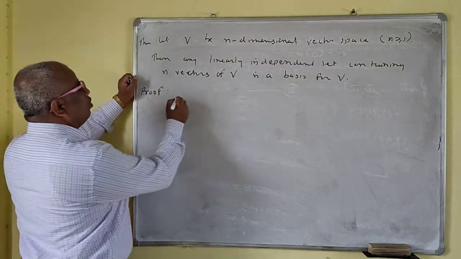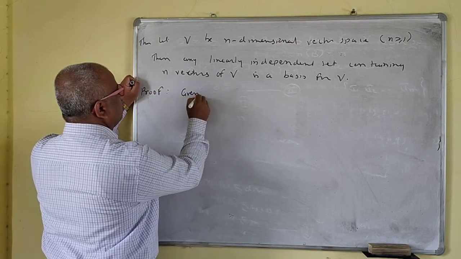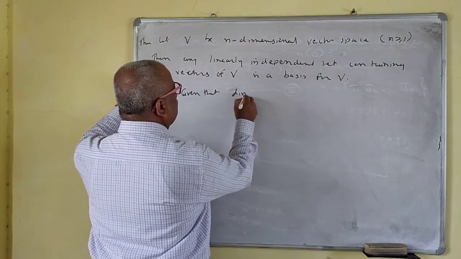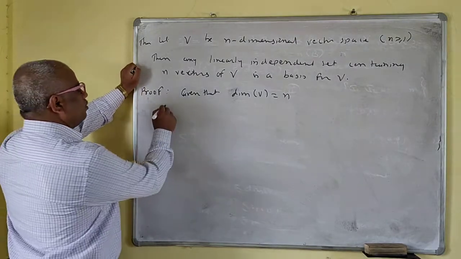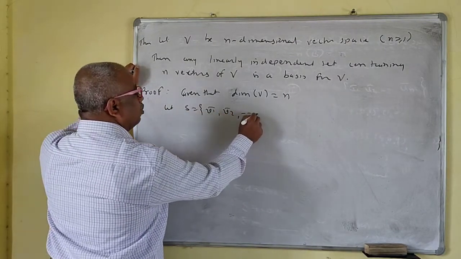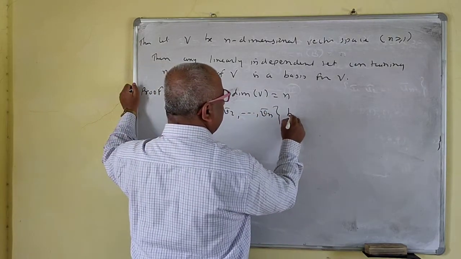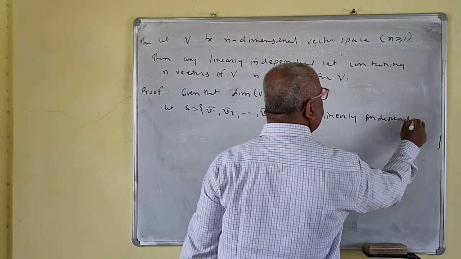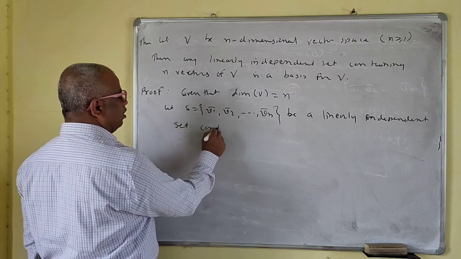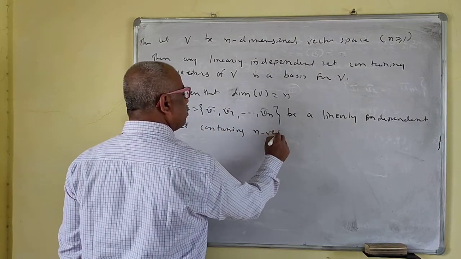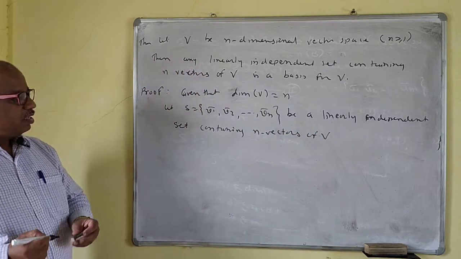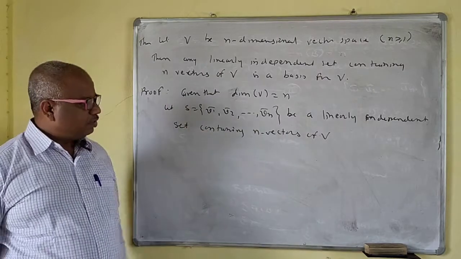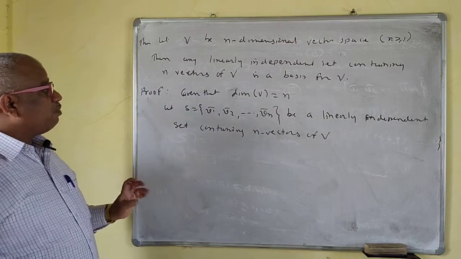What this theorem tells us: given that the dimension of V is equal to n, let S equal to v1 bar, v2 bar, ..., vn bar be a linearly independent set containing n vectors of V. That means v1 bar, v2 bar, vn bar are from V, so S is a linearly independent subset of V. So now what is our aim? To prove that S is the basis.